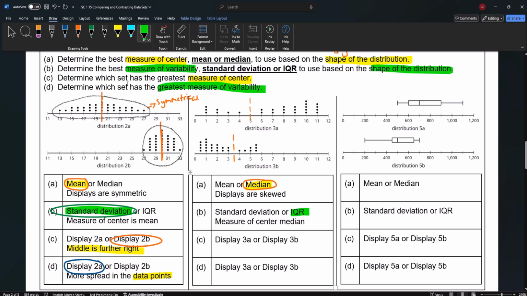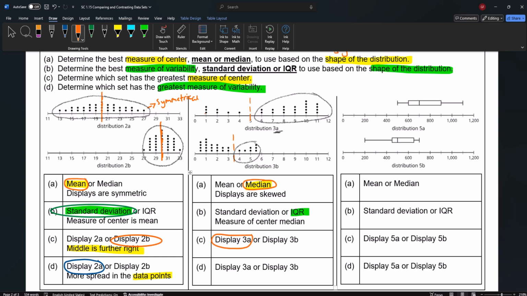So determine which set has the greatest measure of center, right? Like I said, you want to find the middle. And if most of the dots in your dot plots are more shifted towards the right-hand side, then that has the greatest measure of center. If we take a look at both, the greatest measure of center in this case is display 3A, because most of our dots are essentially towards the right-hand side.